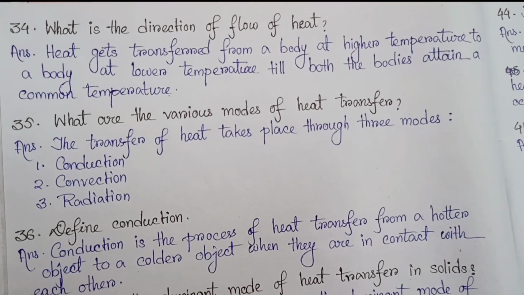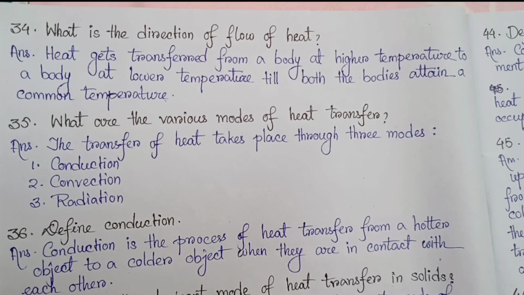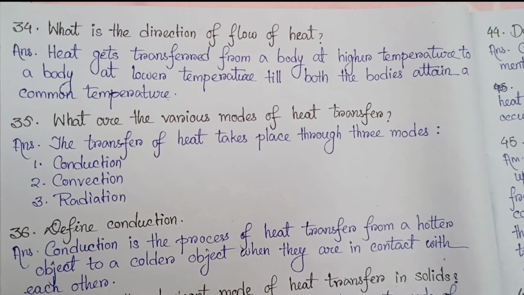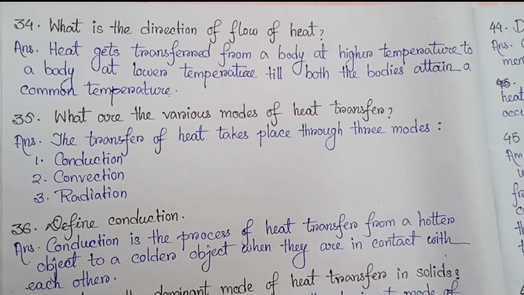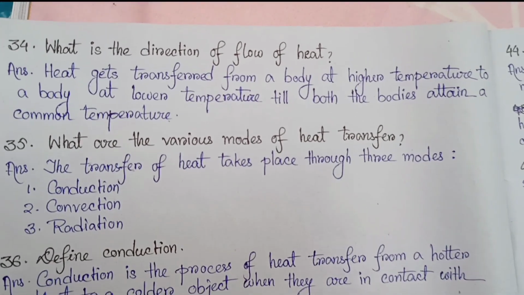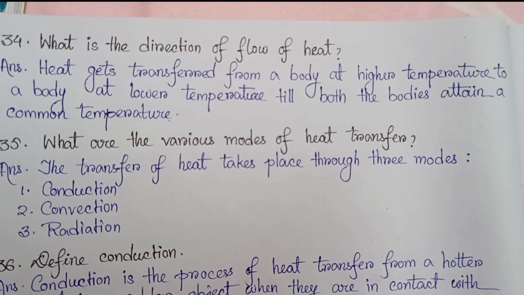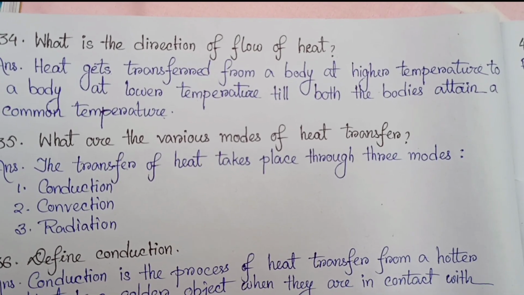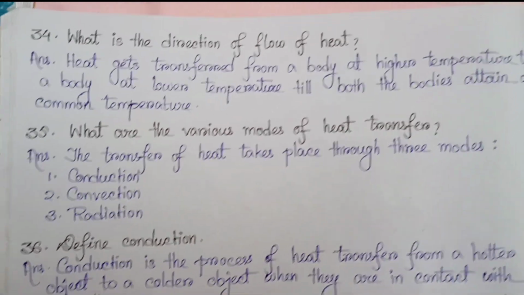Number 34, what is the direction of flow of heat? Heat gets transferred from a body at high temperature to a body at lower temperature till both the bodies attain a common temperature. 35. What are the various modes of heat transfer? The transfer of heat takes place through the three modes: conduction, convection, radiation.